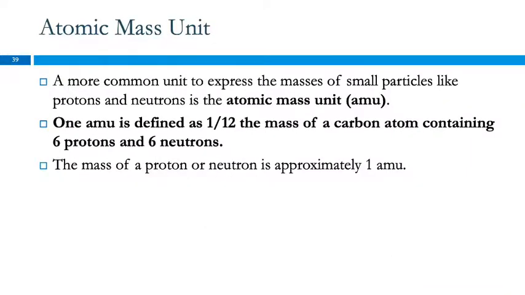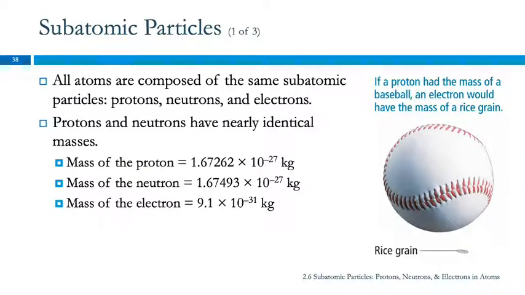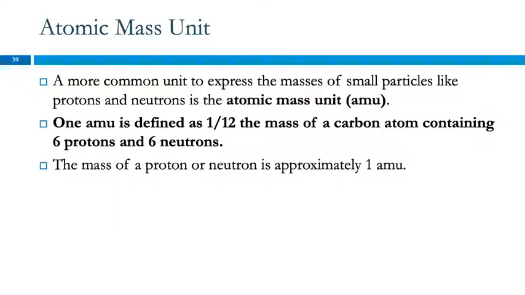So as we see from these masses, 10 to the minus 27, 10 to the minus 31 kilograms, a kilogram is not a great unit for expressing the mass of subatomic particles. Even something like a picogram is still not going to be the right size. So we invented a unit. It's called the atomic mass unit.